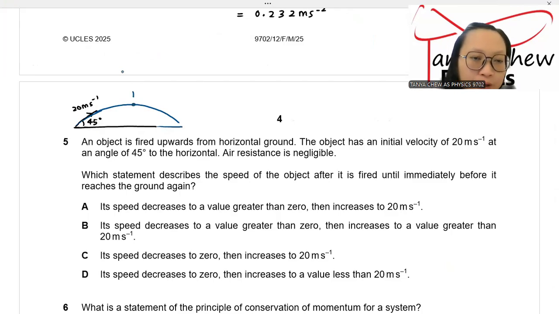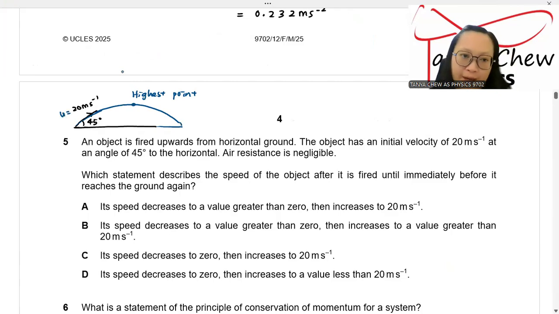This is the highest point. Right? And then look at the question again. Which statement describes the speed of the object after it is being fired until immediately before reaching the ground? So before reaching the ground. So this is the initial velocity.